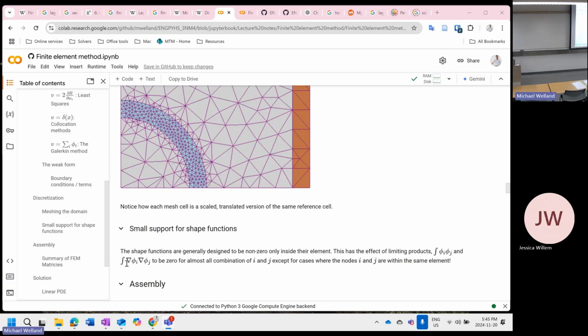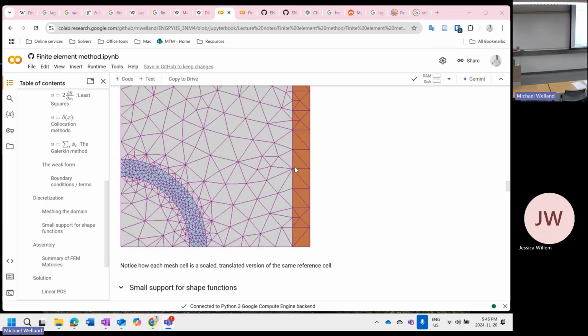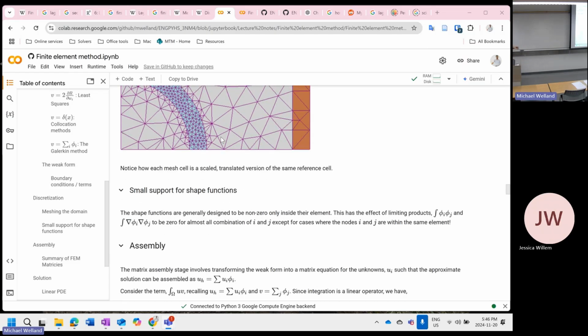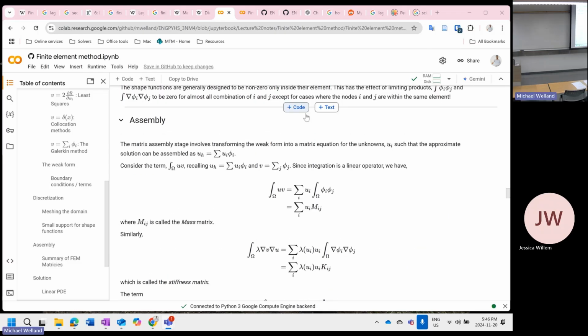So any terms that look like this, where we're integrating between phi i and phi j, or grad phi i and grad phi j, is going to be almost entirely zero for almost every combination of i and j, except when both i and j are inside the same shape. Which means, because ultimately everything boils down to a linear system, we're going to get sparse matrices. Right? We've come full circle here. Let's talk about making those matrices.